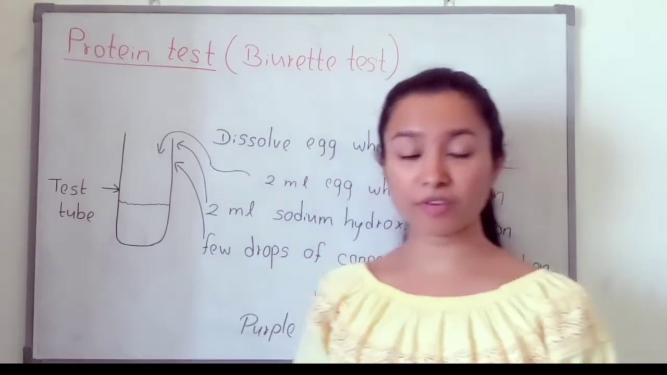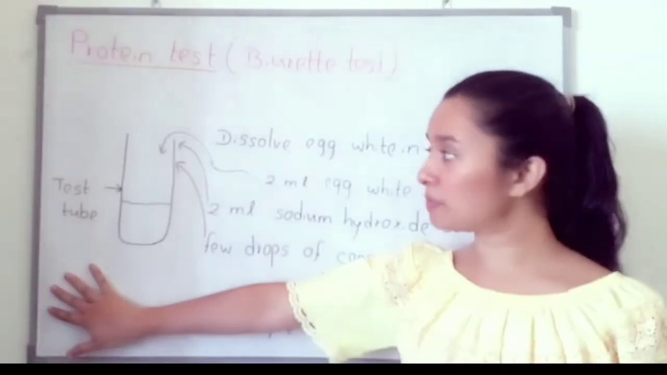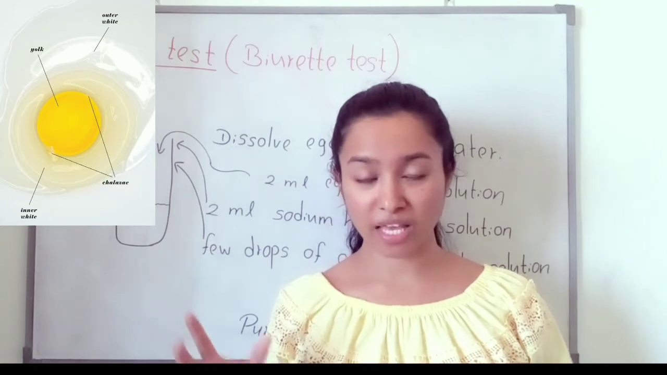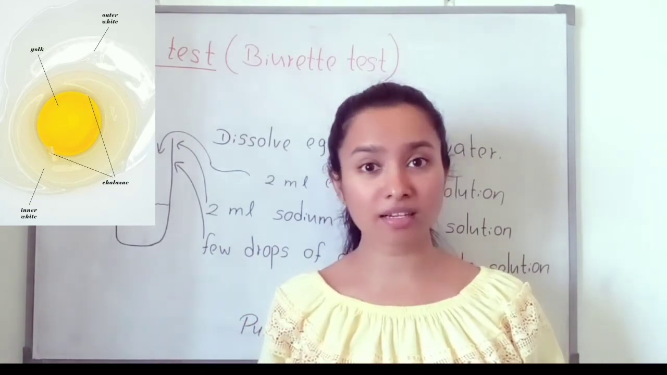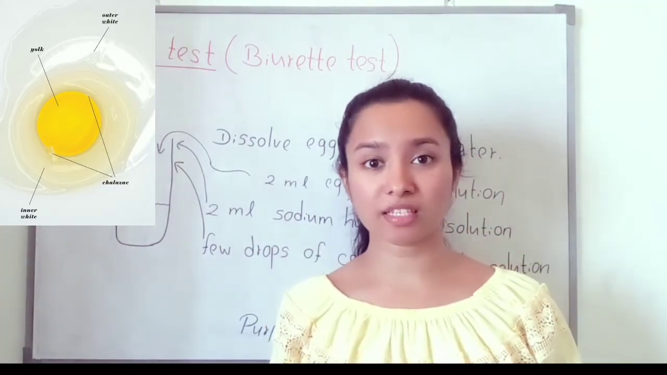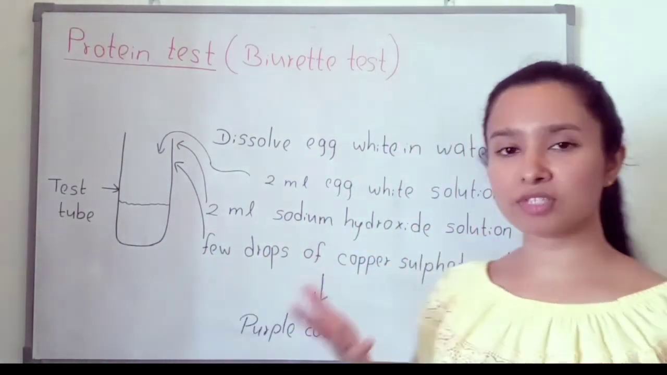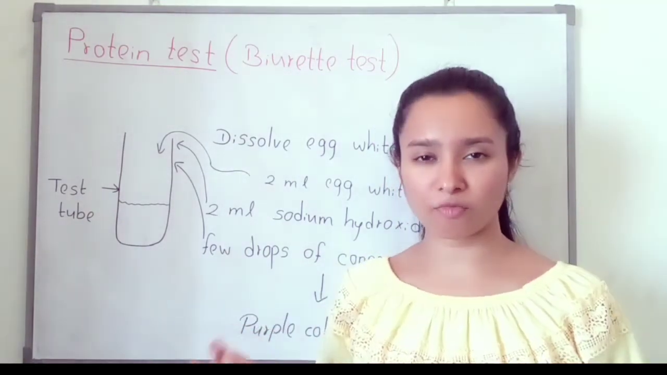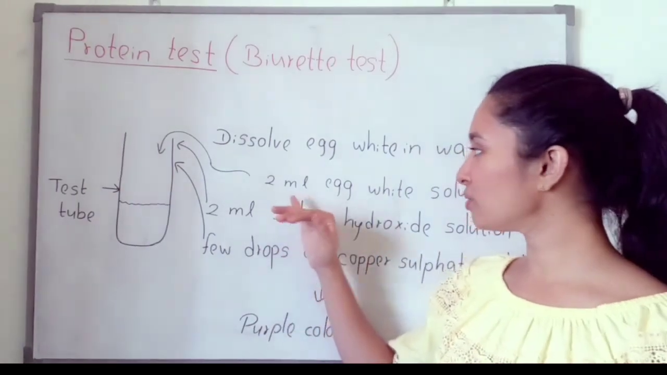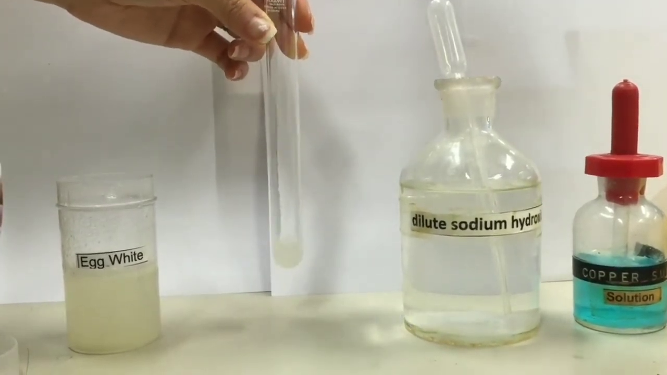Next one, protein test. We call it the biuret test. What is the biuret test? Here we need a test tube and an egg white. When we take an egg there are mainly two parts, egg yolk and egg white. The egg yolk contains mostly lipids and minerals, and the egg white contains mostly proteins. So here we need only egg white. We dissolve the egg white in water to make a solution, then add 2 milliliters of this egg white solution to the test tube.